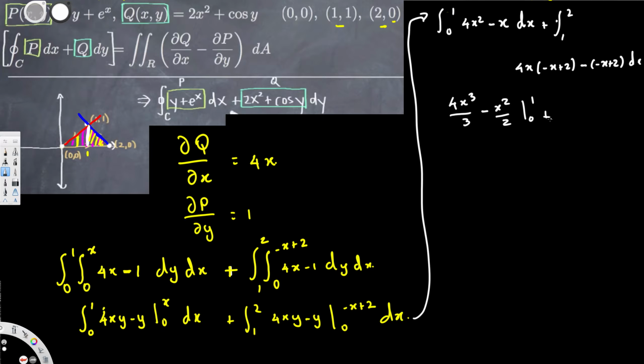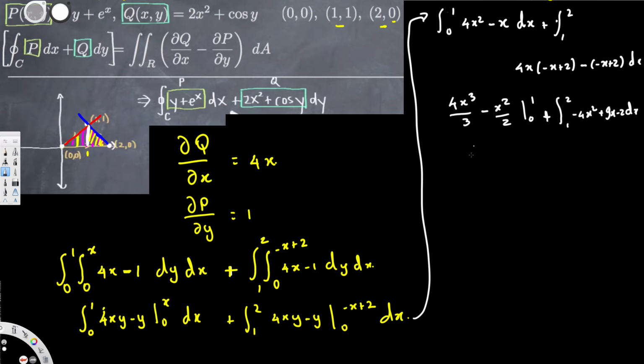And here if we simplify this one, this is going to be 1 to 2, 4x times negative x, that's going to be negative 4x squared, and 4x times 2, that's going to be 8x, and here we are going to have negative x, that's going to be plus x, and negative 2. Okay, 8x plus x, that's going to be 9x. So we can combine these two together. So let's write this in that way, 9x minus 2 dx. Now let's simplify this one.